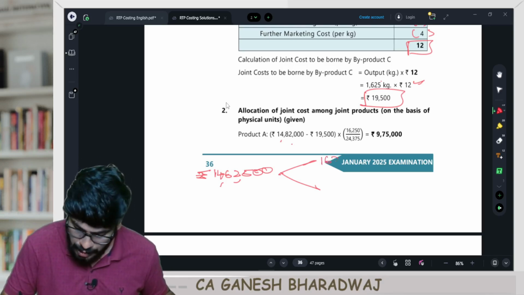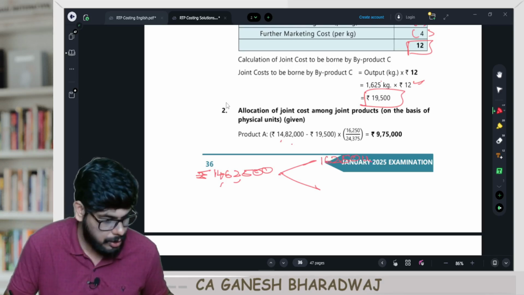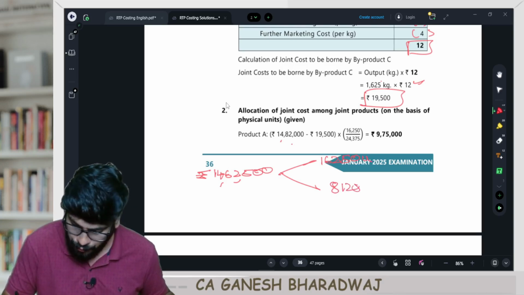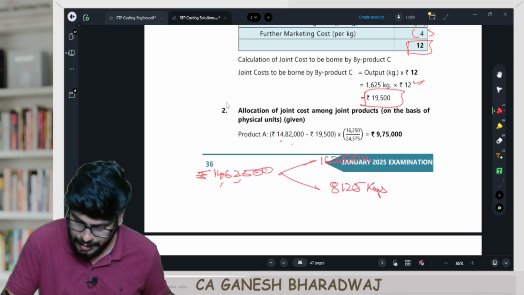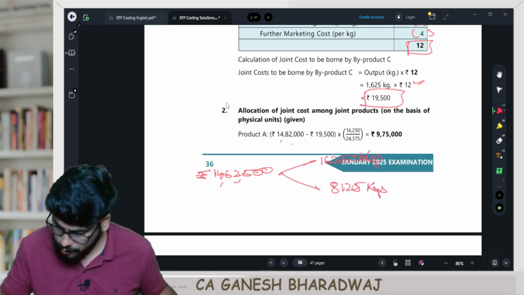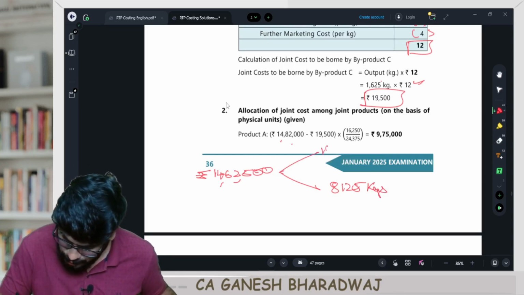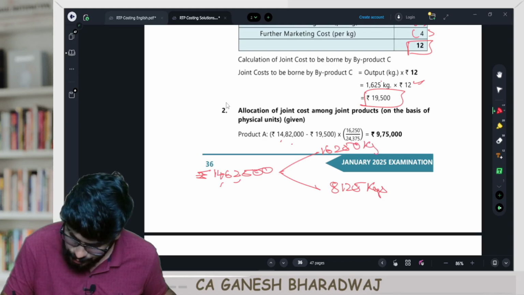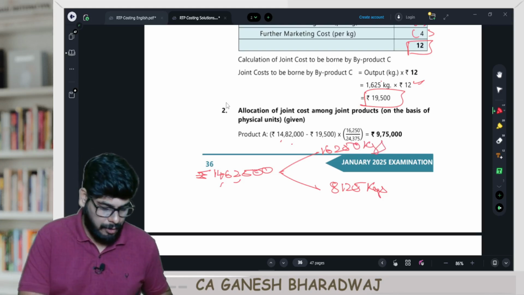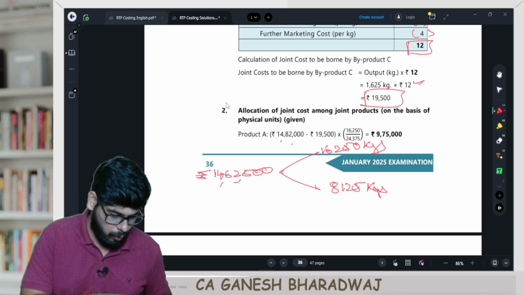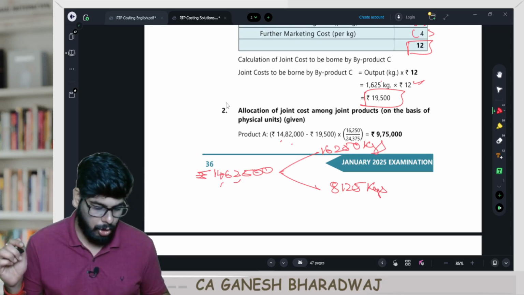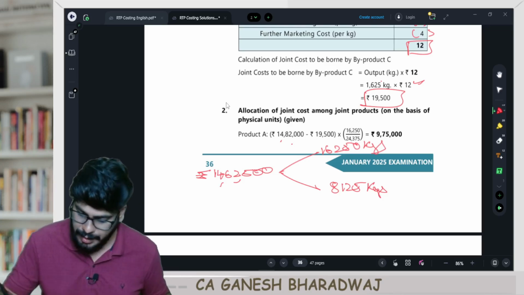Physical units method. 16,250 units is to 8,125 units, or basically these two are in kgs. Okay, so 16,250, I am erasing and I am putting it here. 16,250 kgs is to 8,125. So 16,250 plus 8,125 gives you how much? A total of 24,375, right?